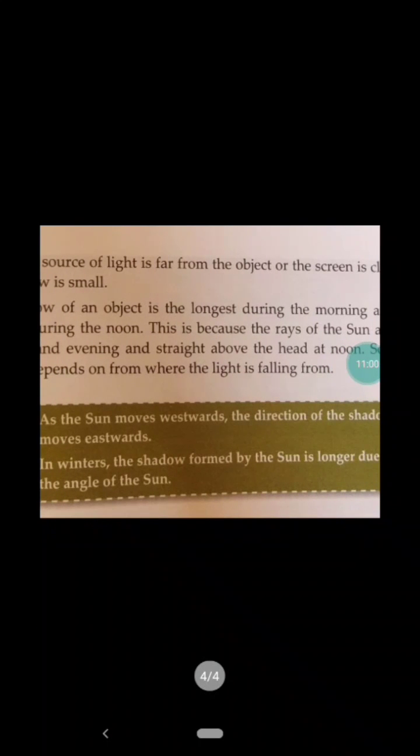So students, today we have discussed luminous and non-luminous objects, then transparent, translucent and opaque objects, and after that we have discussed the shadow, how the shadow is formed and what are the special properties of the shadow. So students, this is all about your today's class, and in the next class we will discuss eclipses and the moon.